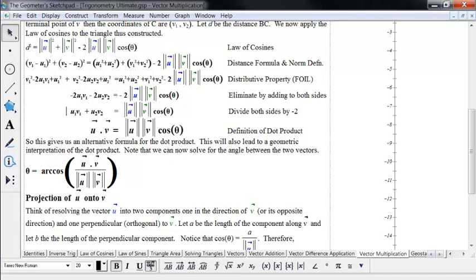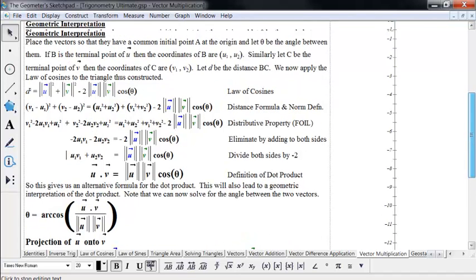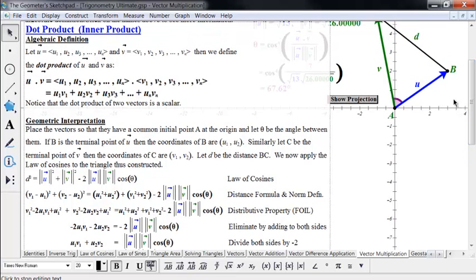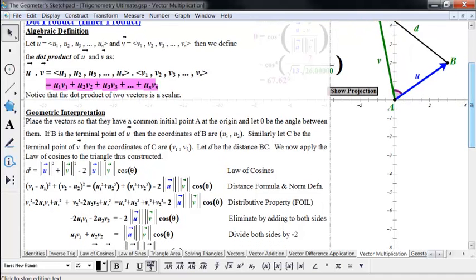So look at what we've done so far. We've been able to define algebraically up here the dot product in terms of components. Just multiply the corresponding components and add them up. For two-dimensional vectors, you'll just have the first two terms. For three-dimensional vectors, you'll have 3 terms.